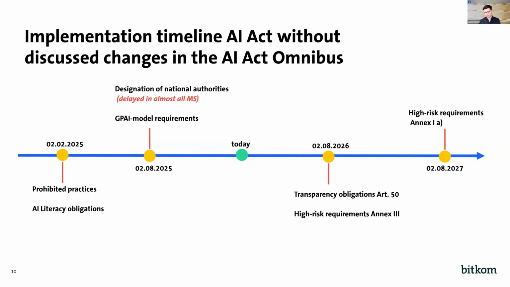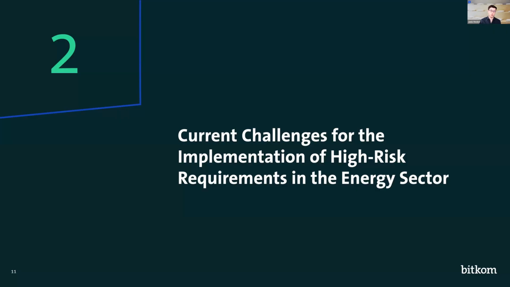And then, very importantly, of course, next year the high-risk requirements for Annex 3, that means also for the energy sector, apply, and also transparency obligations for generative AI systems. And then the year after, we have the rest of the high-risk systems having to be compliant with the AI Act. And with that, I think we already have an overview of what the AI Act really is about. And with that, I want to now go into the actual challenges we particularly observe in the energy sector.